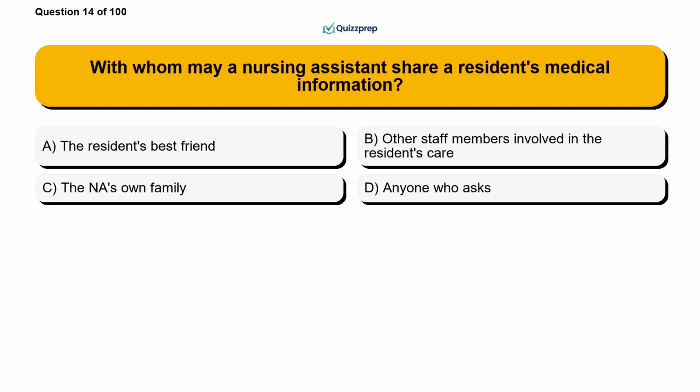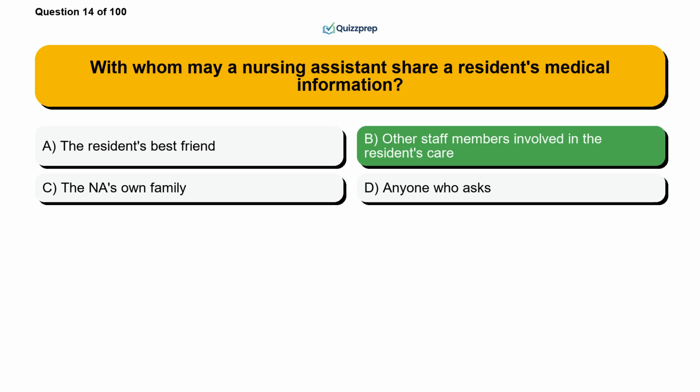Question 14. With whom may a nursing assistant share a resident's medical information? Option A, the resident's best friend. Option B, other staff members involved in the resident's care. Option C, the NA's own family. Option D, anyone who asks. The correct answer is option B, other staff members involved in the resident's care.